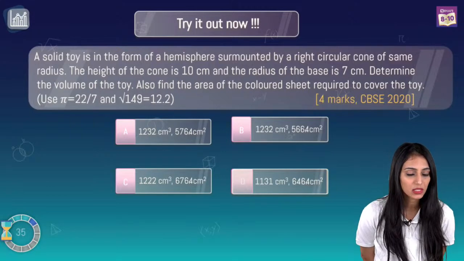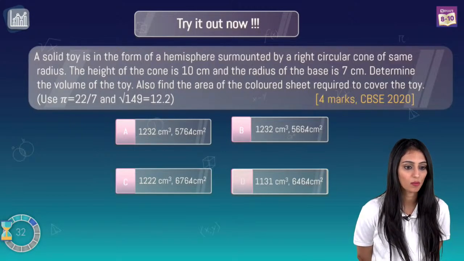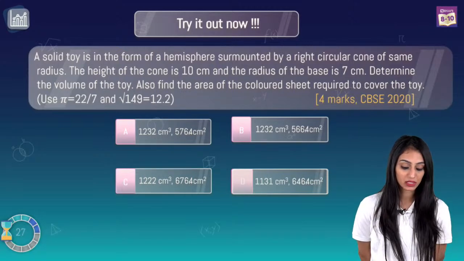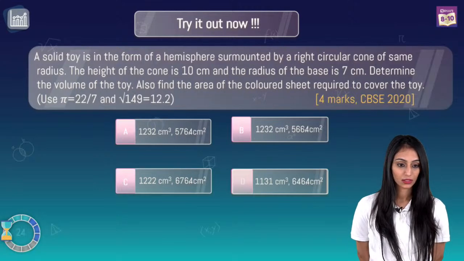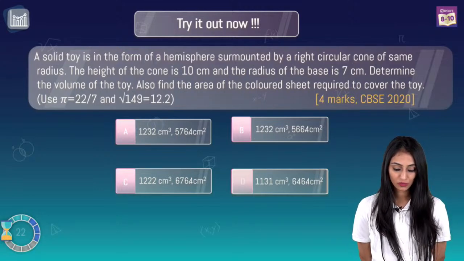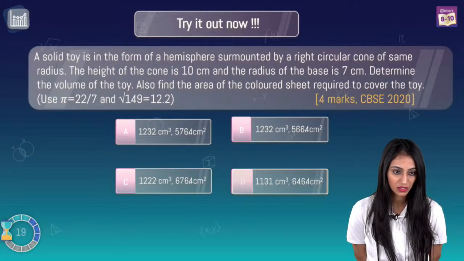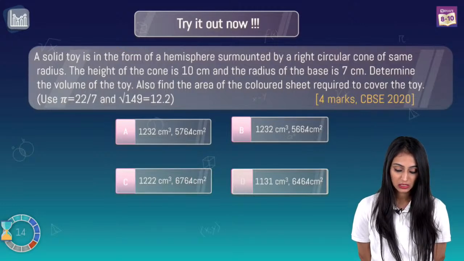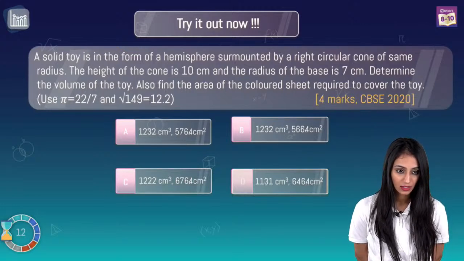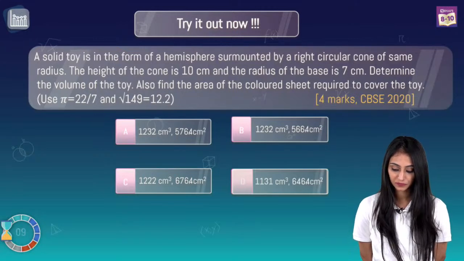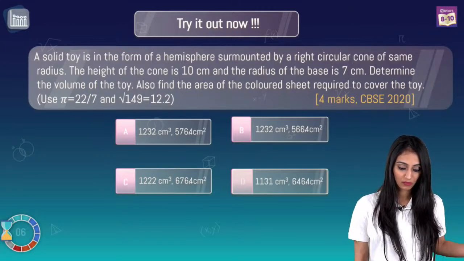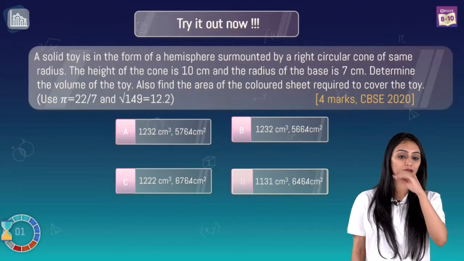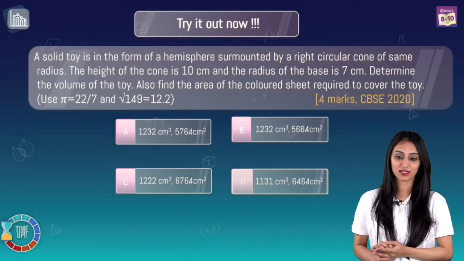Yes? Absolutely, Ankit, I do. Yes, Mohammed Saad, yes. I can see answers. Nikesh says it's B. Okay. Gungun says 1232, 5664 centimeter square. Okay. Bhavi says it's B. Everybody is saying it's B. Pavan says B. For easier calculations, yes. Okay.